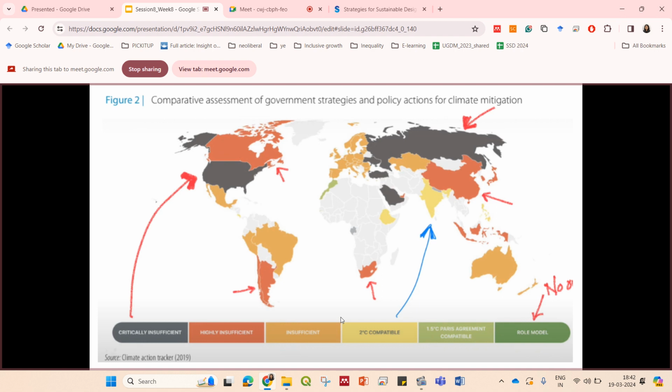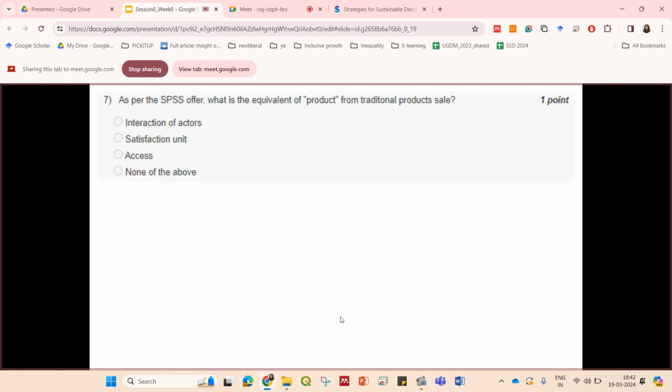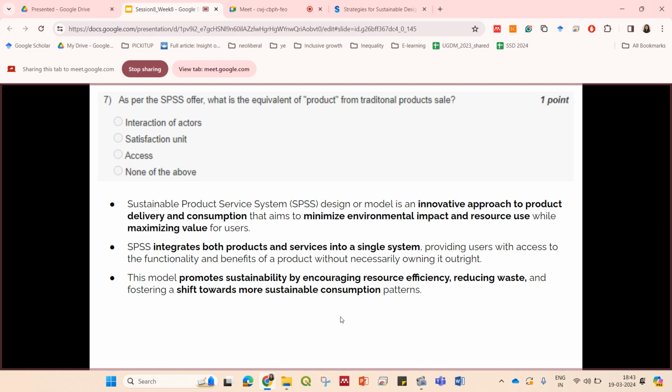Okay, coming back. So our next question is, as per the SPSS offer, what is the equivalent of product from traditional product sale? And you have options: interaction of actors, satisfaction unit, access, or none of the above. So SPSS, or Sustainable Product Service System, is basically a design or a model according to which, instead of a product, we create an innovative approach to product delivery and consumption, aiming to minimize the environmental impact and resource use associated with that product, while we try to maximize the value of the product to the user.